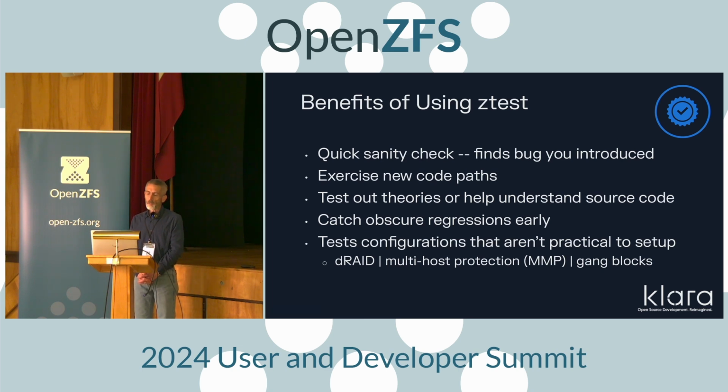Obviously, it'll help catch regressions. Another benefit is that I'm not going to set up multi-host protection. I mean, I'd have to set up two servers, all this. Or same thing with DRAID. It's like, I don't have 20 disks laying around. But ztest will test that for you. And like gang blocking, some of these things where they don't normally come into play, it'll test that to make sure that it's working.